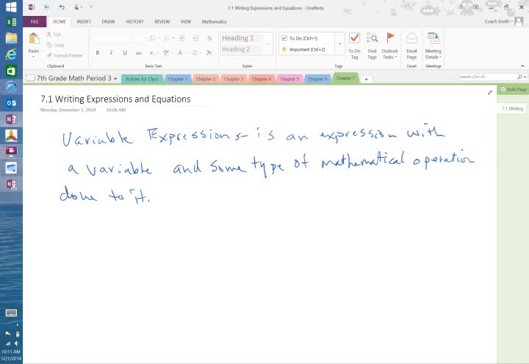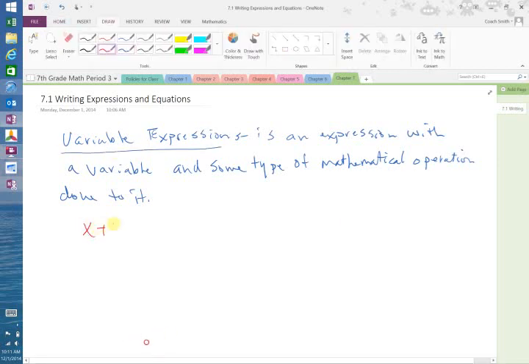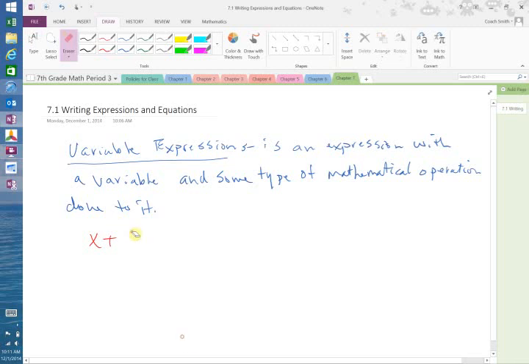So, an example of a variable expression would be this: x plus 4. y minus 6. It also could be w minus z. That's a variable expression. 3x. 5 over y, or 5 divided by y. Those are all examples of variable expressions.